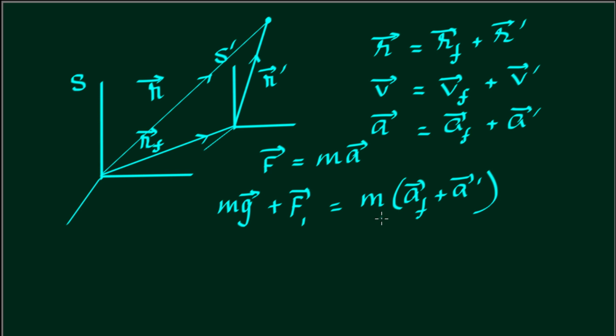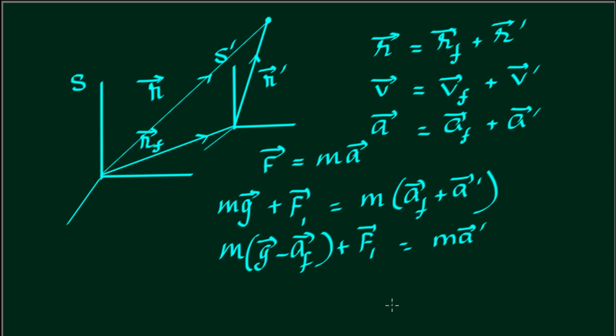So Einstein's trick is to take this m A_F to the left side. So we write it as m(g minus A_F) plus all the other forces, for example air friction, whatever else force is acting on the bird, F1, is equal to m A prime. In other words, now we can go ahead and apply Newton's laws in this accelerated frame. We write the net force on the bird equal to mass times acceleration in this frame, provided we change the gravitational field like this.